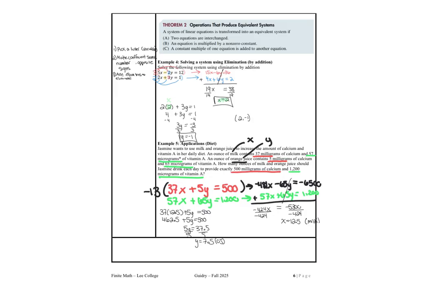So my answer, story problems get story answers: I need 12.5 ounces of milk, and I need 7.5 ounces of OJ. There's my answer.